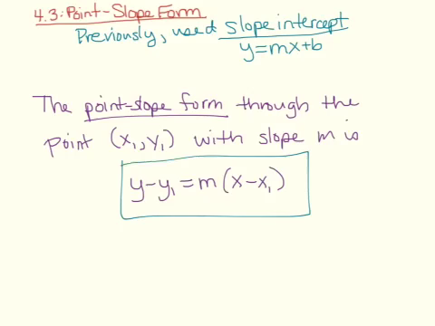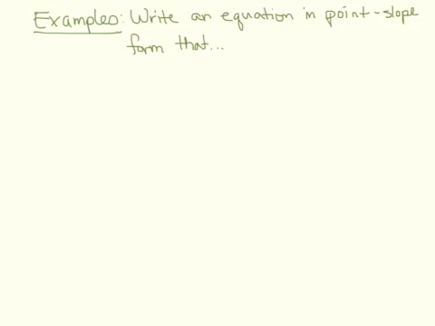One thing I want to note is that the x1 and y1 are coordinates of a point. The m is the slope. The regular y and the regular x just stay as regular y and regular x. It's the same thing as slope-intercept, where you have an equation, you have numbers, you have a y and an x. This is going to be similar. Now let's do some examples.